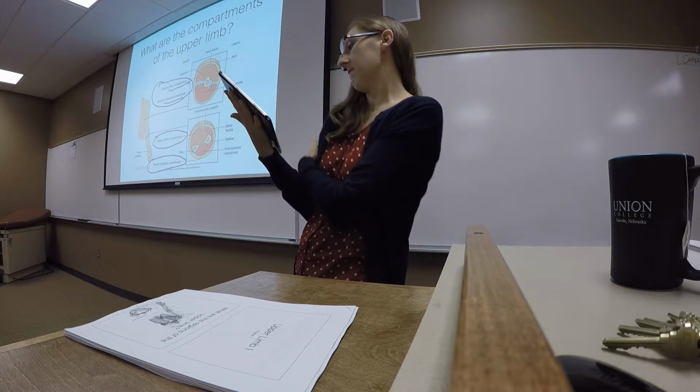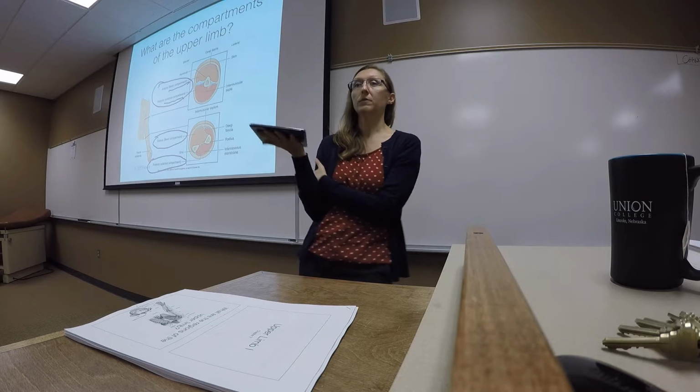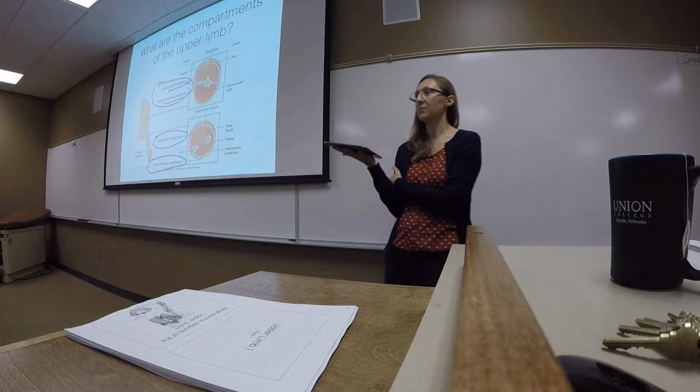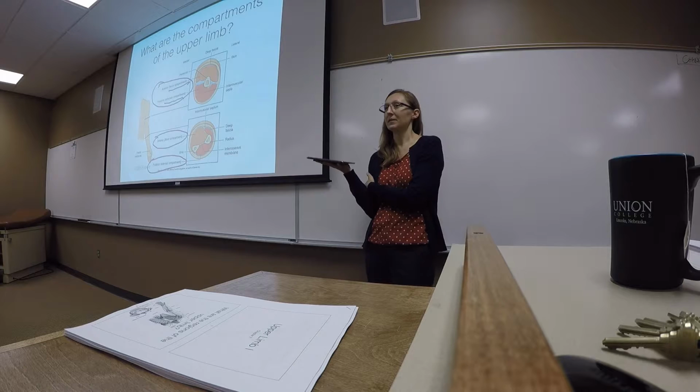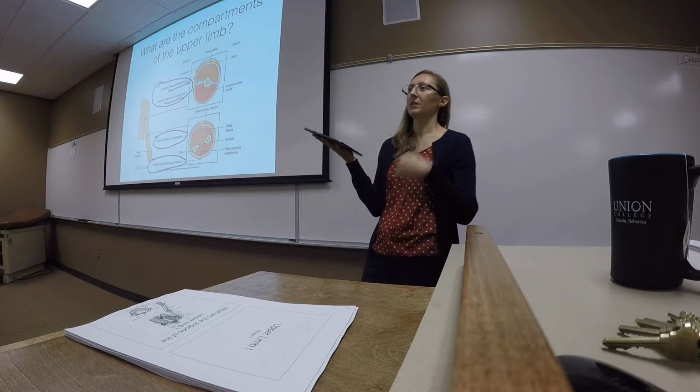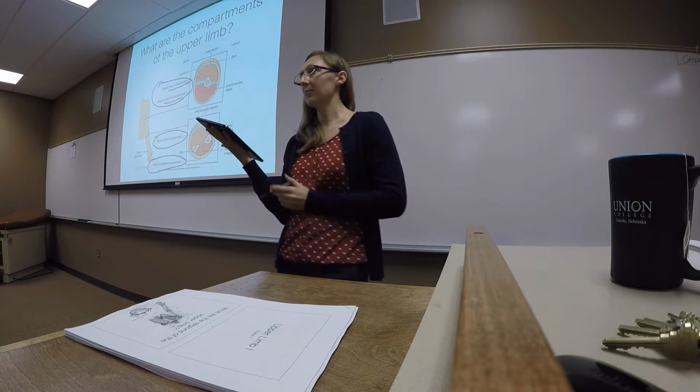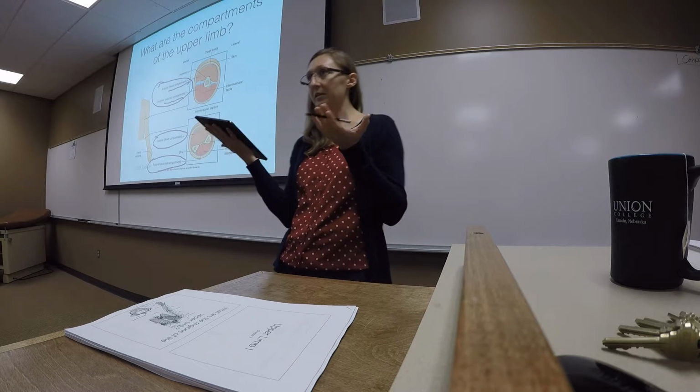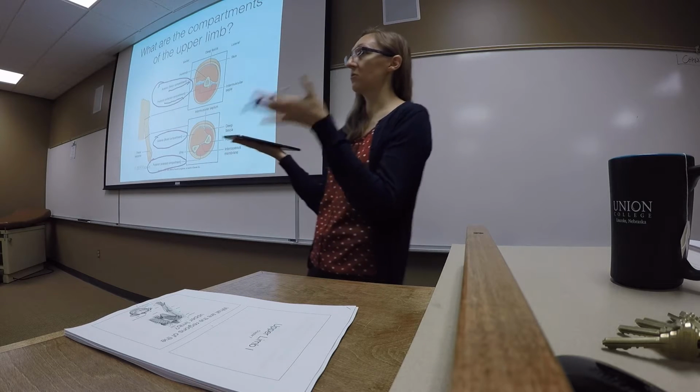Because we only have two compartments and we have a whole slew of nerves that go to the upper limb, we can't say the rule is one nerve innervates one compartment. There are some compartments that are innervated by a single nerve, but there are some that are innervated by multiple nerves.